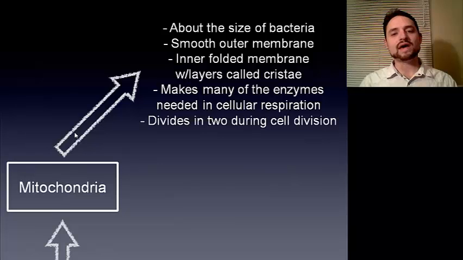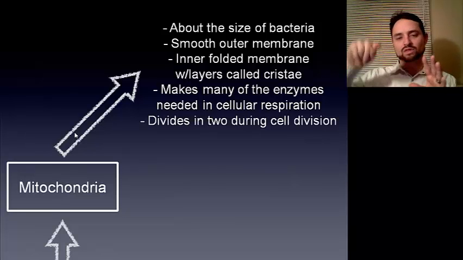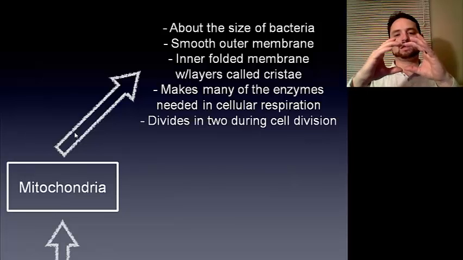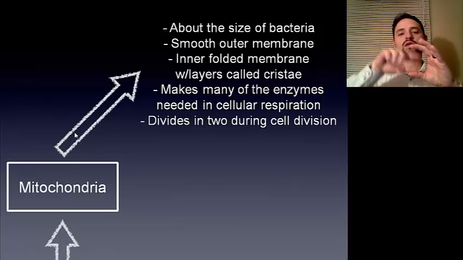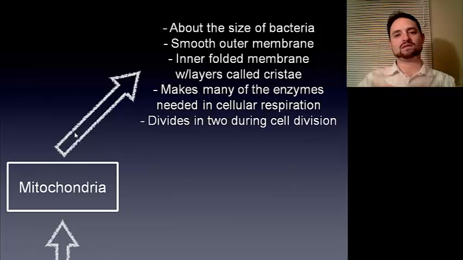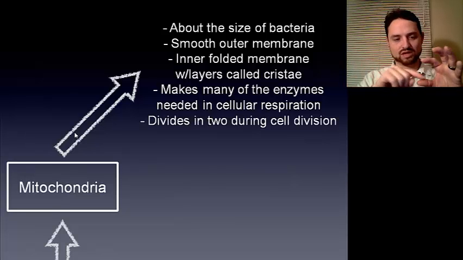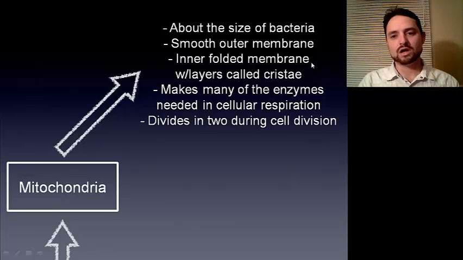They have a smooth outer membrane, and the inner membrane actually folds back and forth. And when you look at it, it looks kind of like a sausage with a worm inside of it, as that inner membrane folds back and forth. And this creates these turns that we call cristae. And you can see that right here on the screen. This makes many of the enzymes needed in cellular respiration, because that's what mitochondria does.